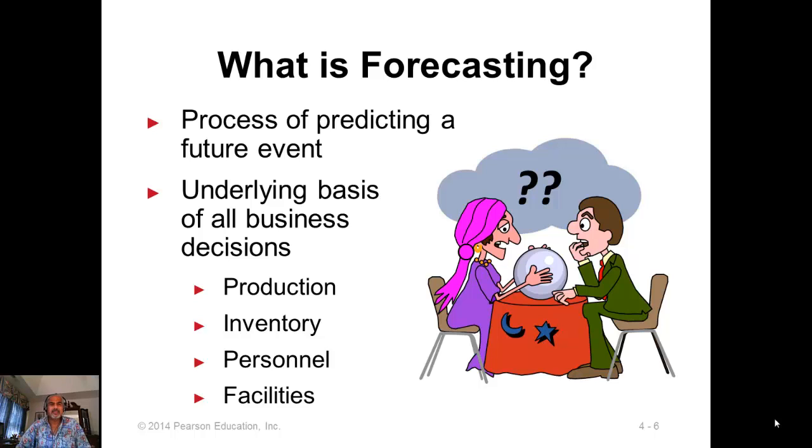Demand forecasting is important because it is the basis upon which all business decisions are made, whether it is production planning, inventory control, or human resource planning, or facilities planning, facilities location. All the decisions are based on what we expect our demand is going to be in the future. So demand forecasting is an important function of running a business.